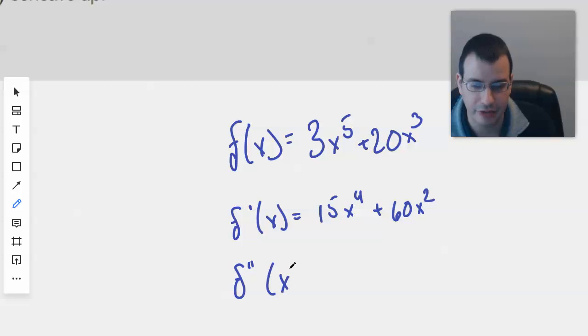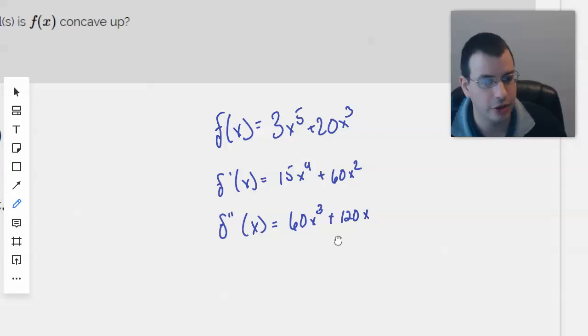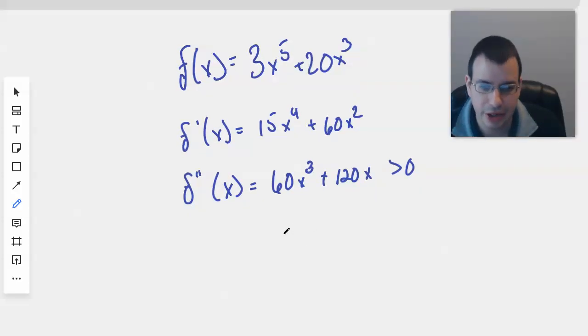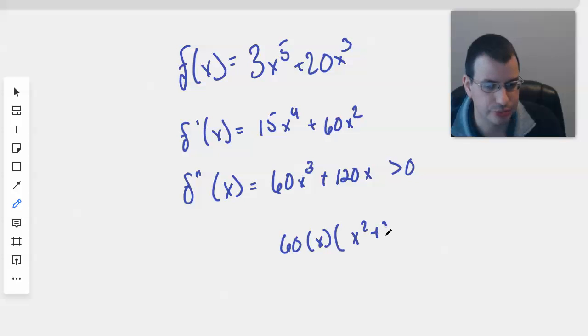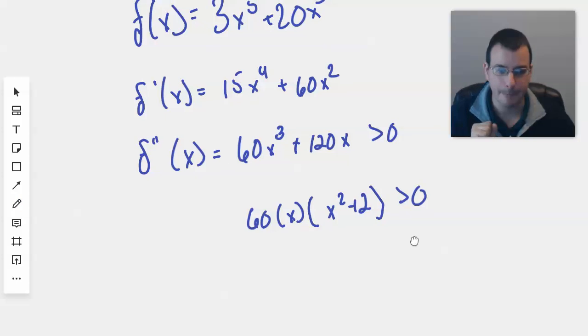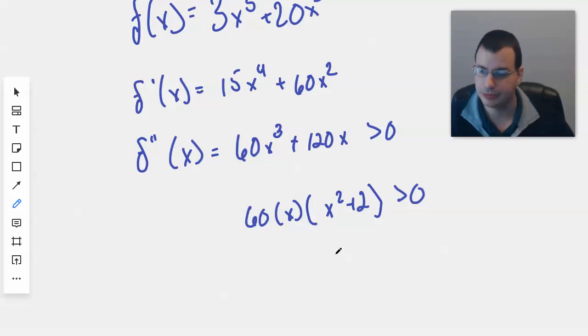F double prime of x equals 60x cubed plus 120x. And we want to find out where this is greater than 0 because we're looking for concave up. So I'm going to simplify this a little bit. I'm going to say 60 times x times x squared plus 2 greater than 0. And we want to know for which values of x this will be greater than 0.